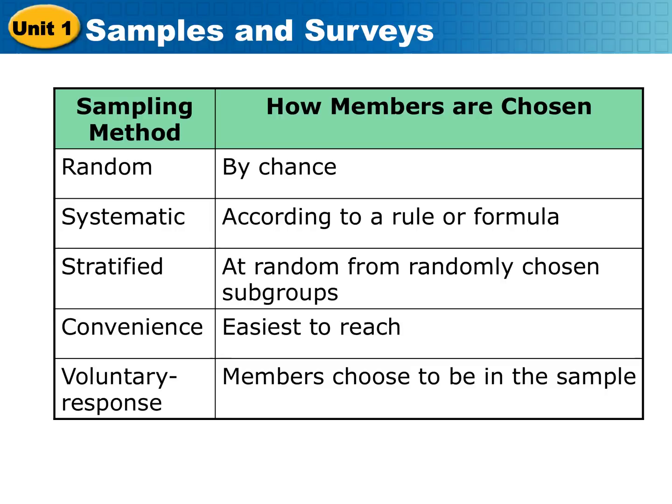Stratified is at random, but we're also going to use some subgroups. So stratified is like layered. We're going to choose randomly from different subgroups. Convenience would be the easiest to reach. So an example of a convenience sampling method would be, I'm going to survey everybody in this class because you're all here. That's easy. That's convenient. Voluntary response means we're going to send it out, and whoever wants to reply back, they can do that. So maybe we send it out in a newspaper, or we give the option to give feedback over the radio. Somebody's got to call in. They choose to be in the sample.